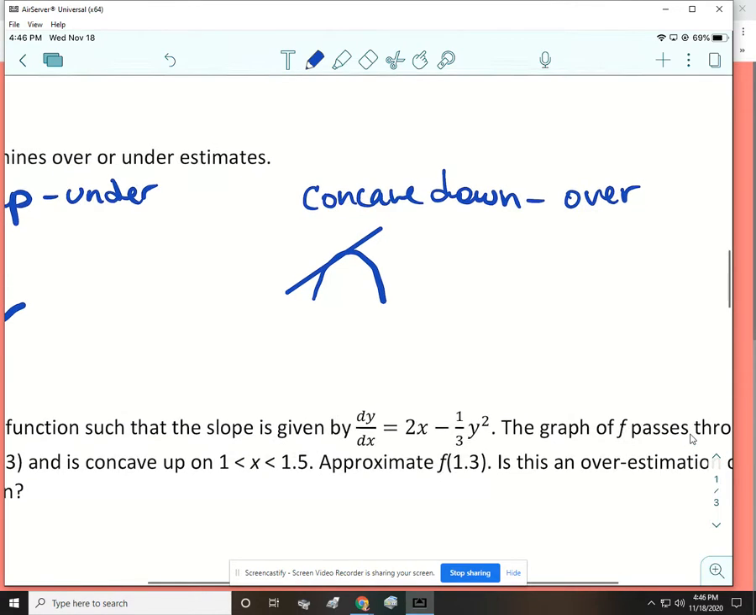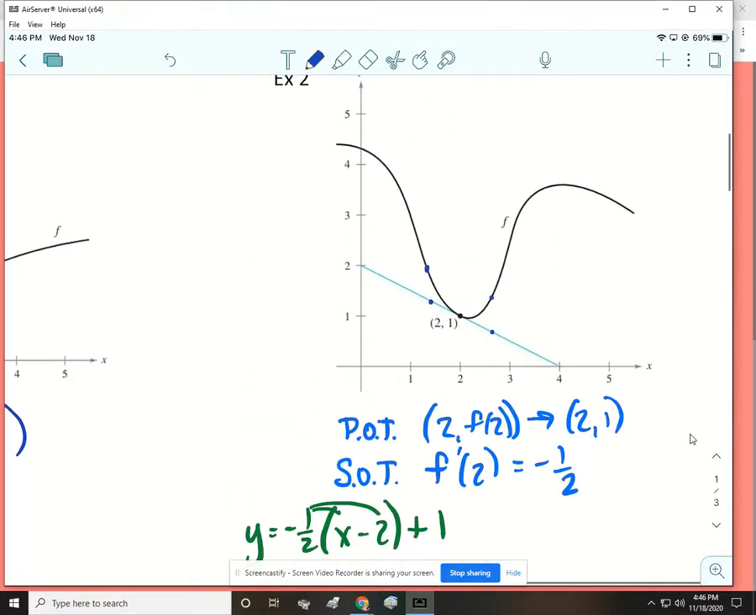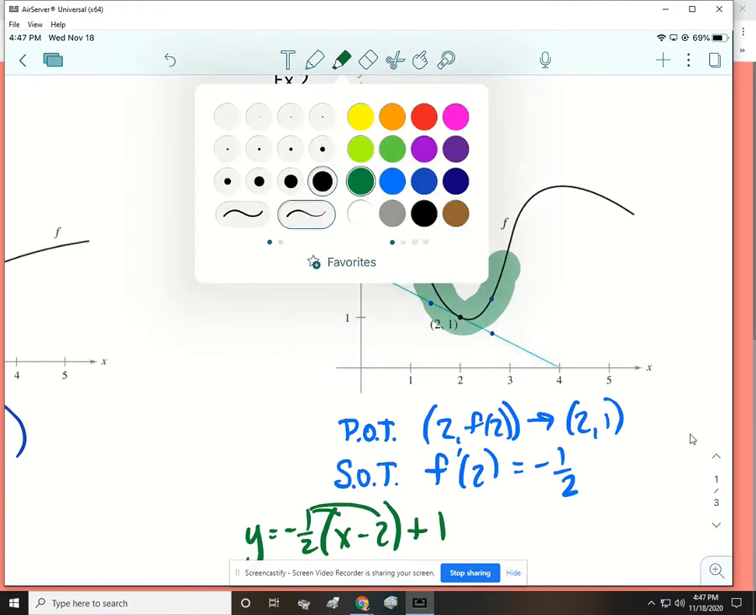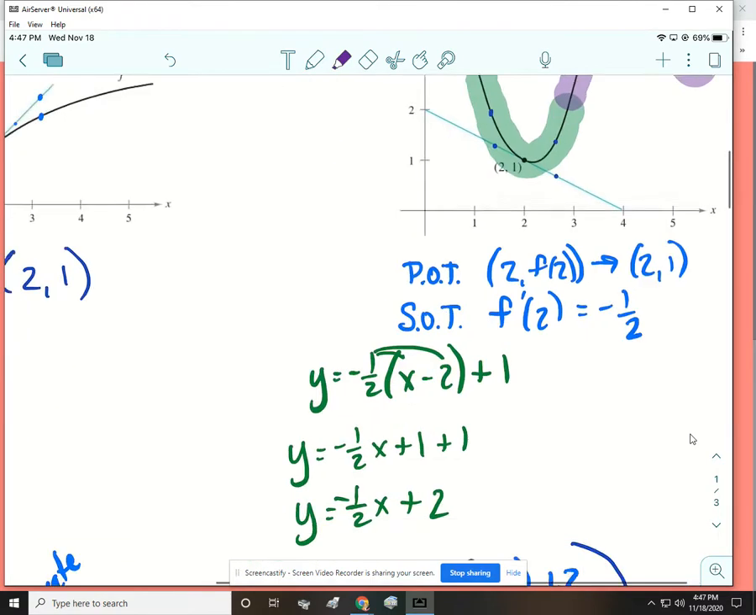So I'm going to go back to this previous graph and show you the concavity. At the beginning of this graph, it is concave down to about right there, and then the graph changes to concave up until about right there, and then the graph changes back to concave down. So depending on where I was on this, my tangent line could be over or under, but at the point where it is, it's concave up, so it was an underestimation.